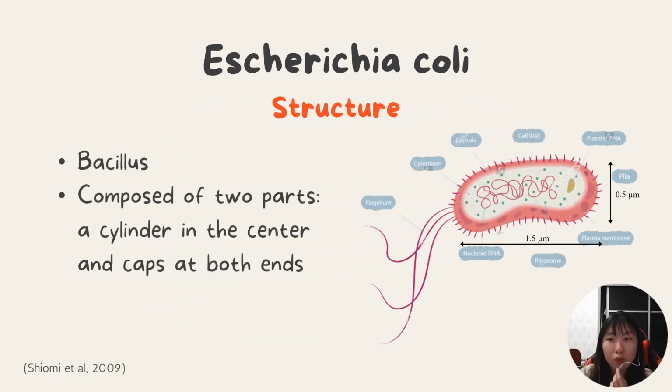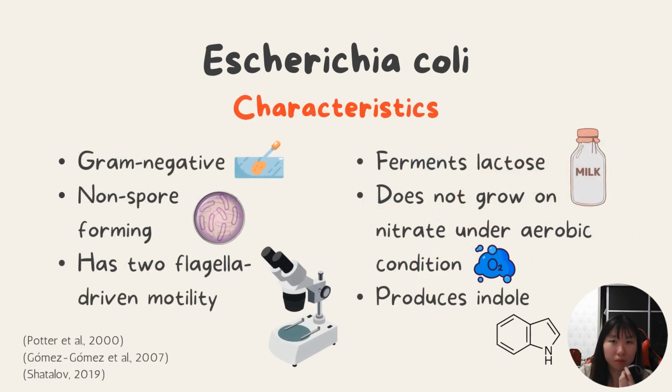Next, we will move on to the structure of E. coli. The E. coli is a bacillus where it is rod-shaped. It has a dimension of about 1.5 micrometer long and 0.5 micrometer wide. Alright. So now we'll move on to the characteristics of E. coli. First, E. coli is a gram-negative bacteria because its cell wall is composed of a thin peptidoglycan layer.